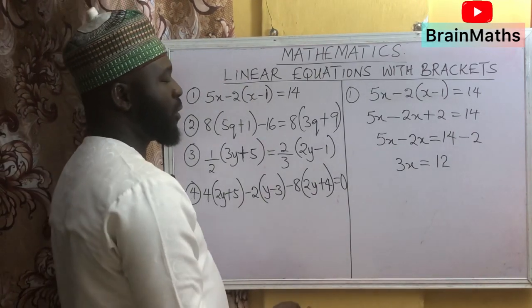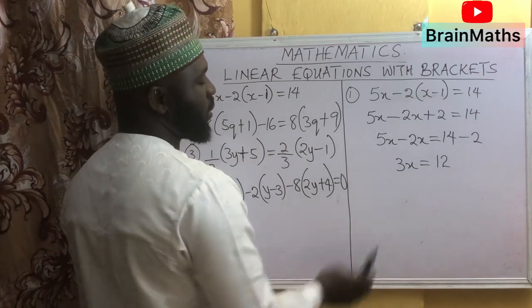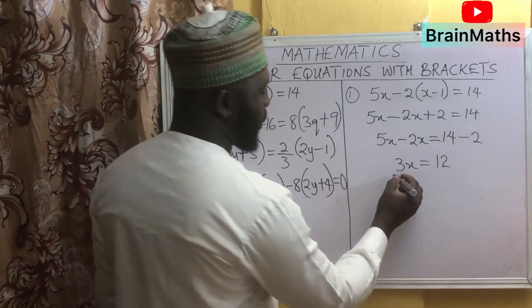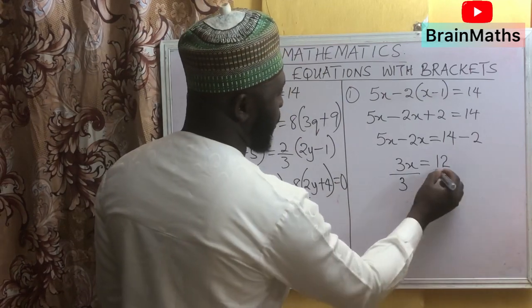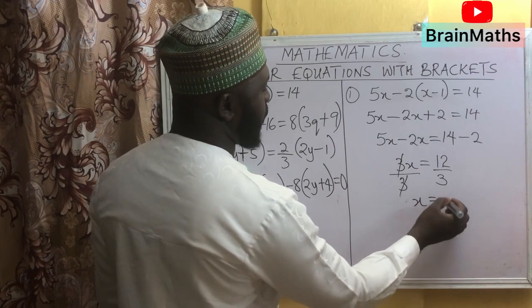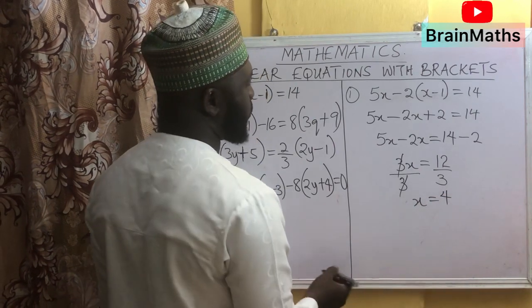To get the value of x, we have to eliminate the coefficient of x, which is 3. And to do that, we divide both sides by 3. And x will be equal to 4.